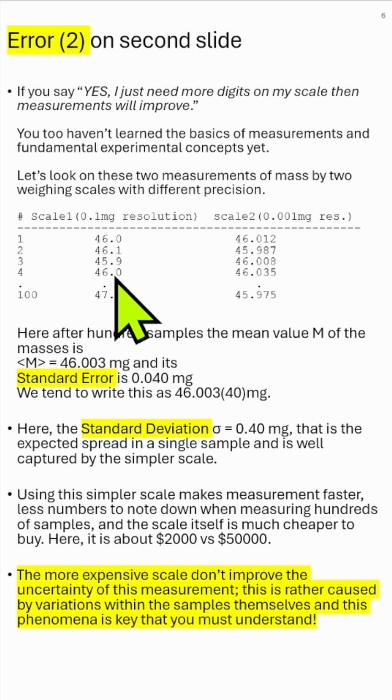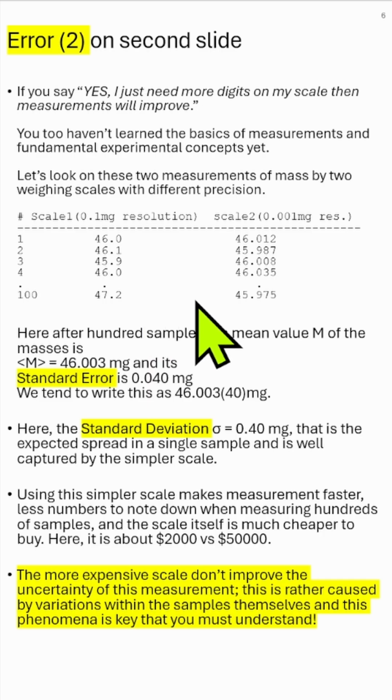We can see that the first scale has 0.1 milligram in resolution. So that's a pretty good lab-grade scale, right? We see 46.0 milligram, 46.1, 45.9, 46.0, 47.2. So there is some kind of variation here in the data, right?